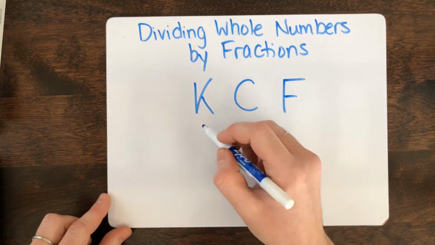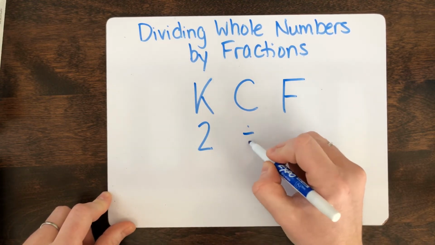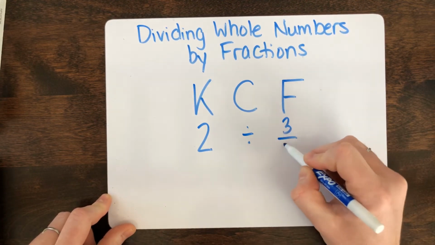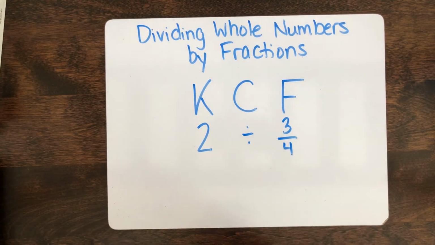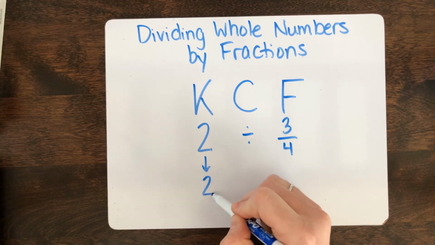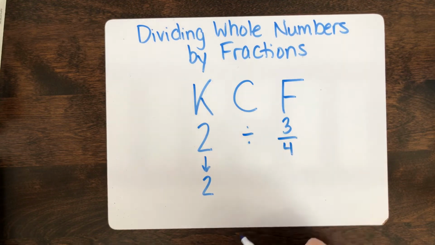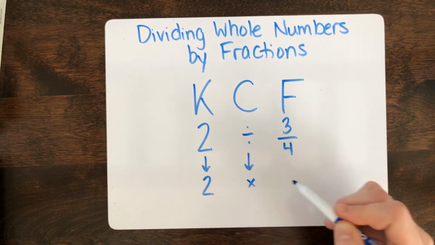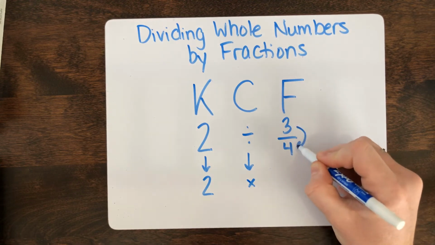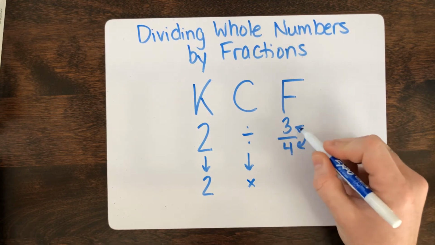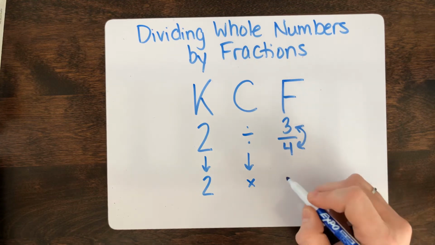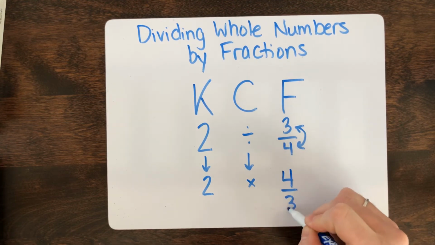So let's look at an example. 2 divided by 3/4. So you keep the 2, you change the division to a multiplication, and you flip the numerator and denominator, or find the reciprocal of 3/4, and you get 4/3.